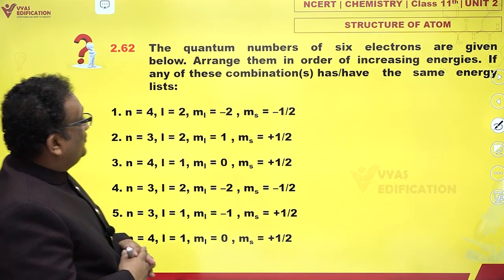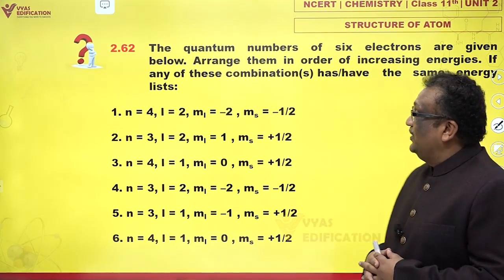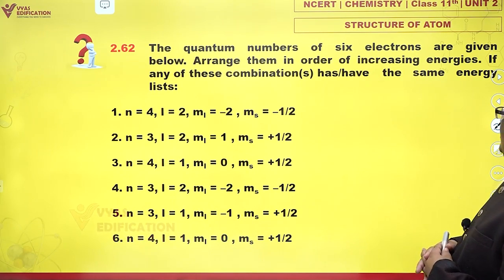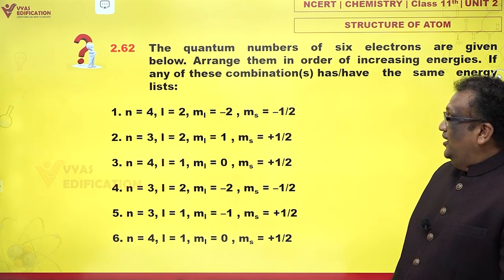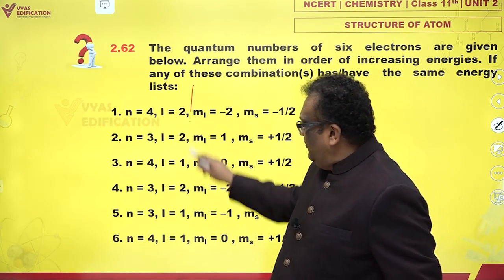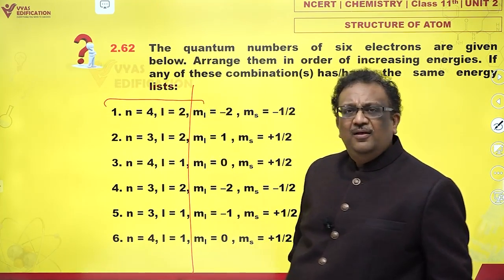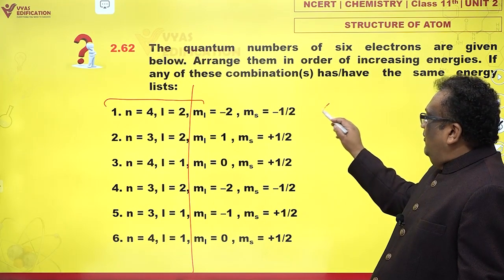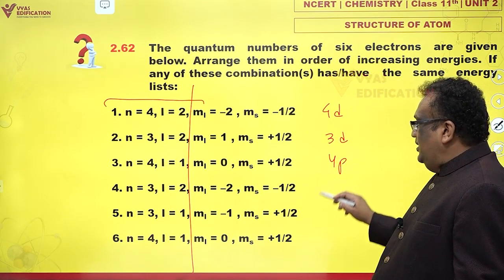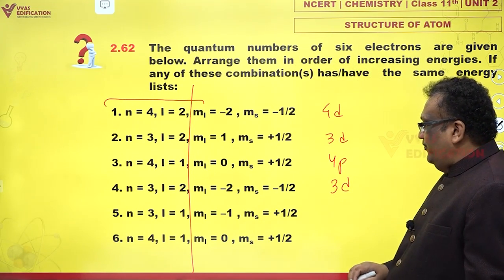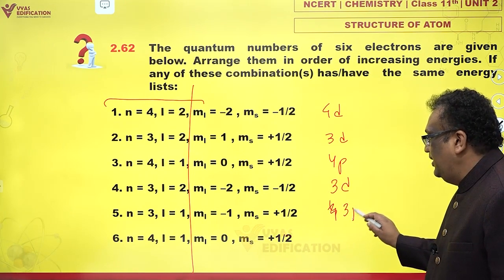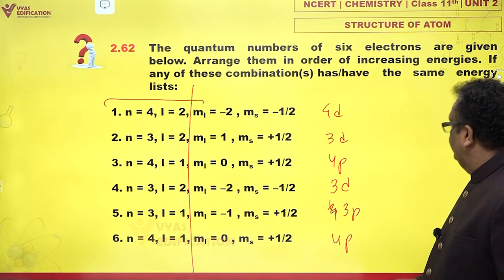The quantum numbers of 6 electrons are given. Arrange them in order of increasing energies. If any of these have the same energy, let's see. N4 L2. Now, energy is largely decided by n and l only, not ml and s. This is a 4d orbital. This is 3d. This is 4p. This is 3d again. This is 3p and this is 4p.